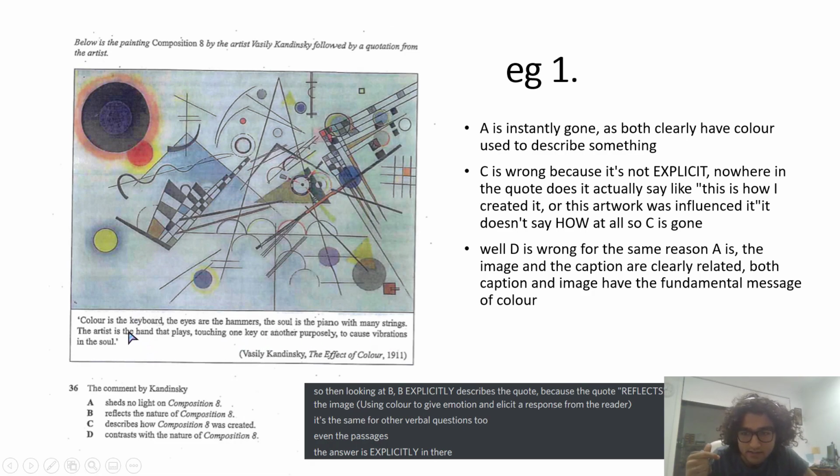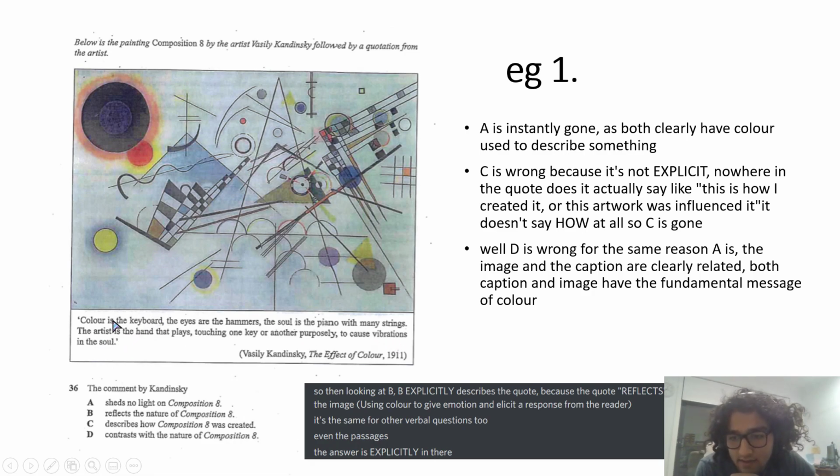Now, I've got to understand this. I just read that, but I didn't understand it at all. So I'll read it again. Color is the keyboard. Okay. The eyes are the hammers. Okay. The soul is the piano with many strings. The artist is the hand that plays, touching one key or another purposefully to cause vibrations in the soul.